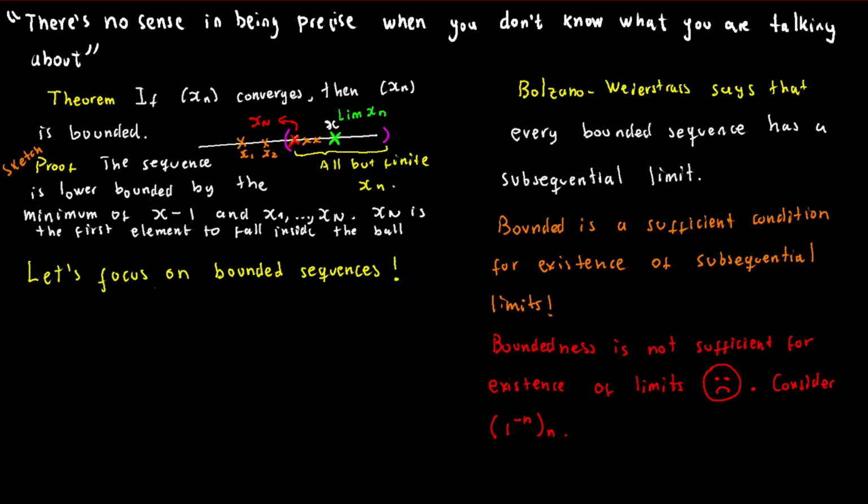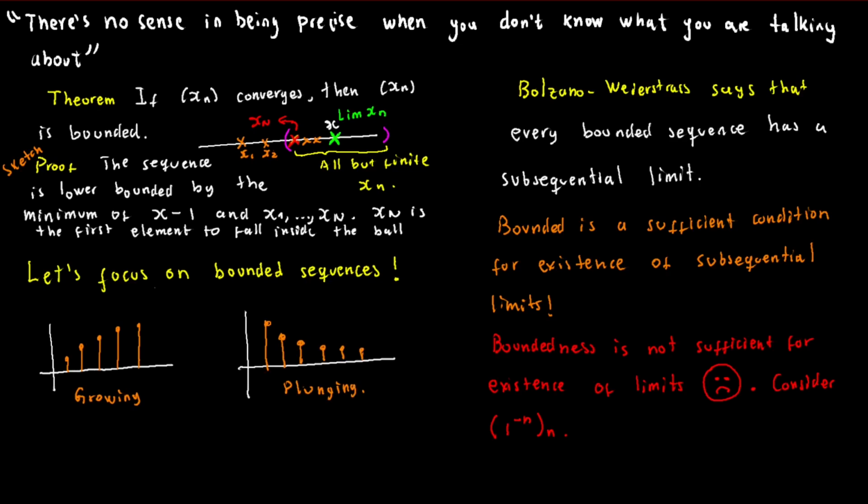So let's ask ourselves, is there a type of bounded sequence for which we can ensure the existence of a limit? Let's find out. What about bounded sequences that always grow, or sequences that always plunge? It seems reasonable to conjecture that the limit of such sequences should exist, since they are bounded and can't escape accumulating in one place. But before we make any wild conjectures, let's define what we mean by a growing or plunging sequence.